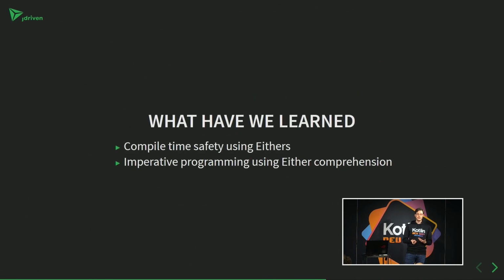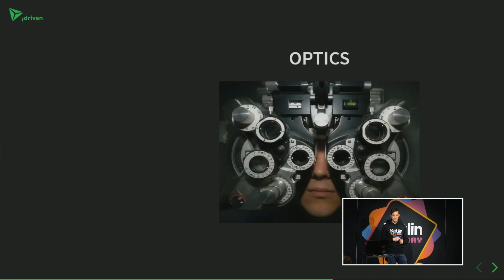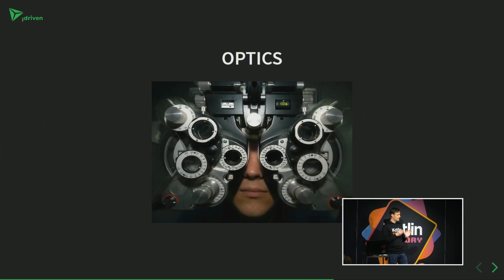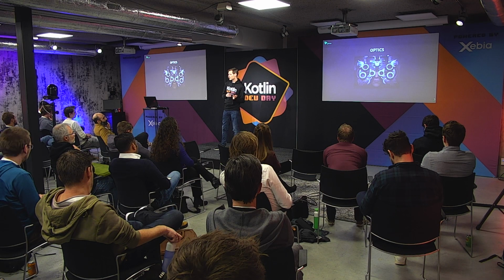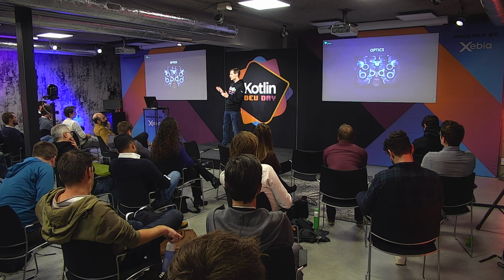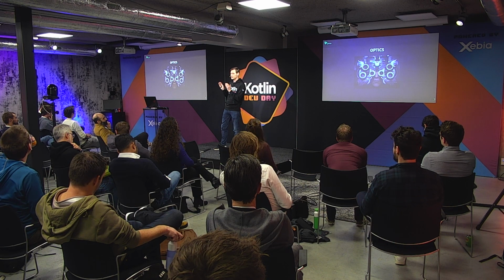So what did we learn? Thanks to Eithers, we can get compile time safety, and thanks to the either comprehension, we can still do our old days imperative programming. So that was all about Eithers. Kotlin Arrow also has something other cool to offer, which is called optics.